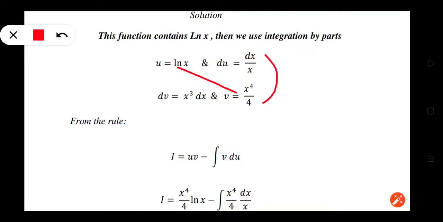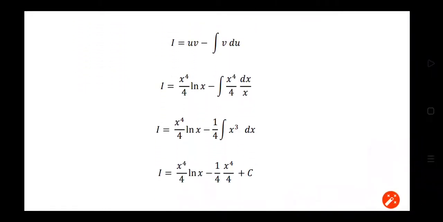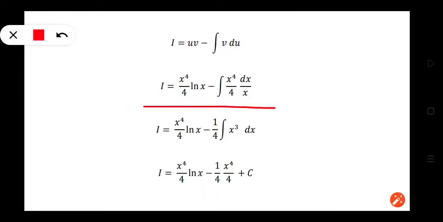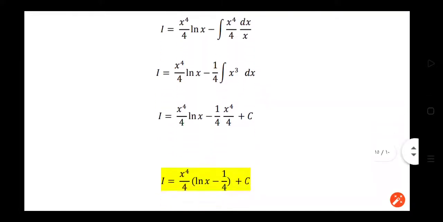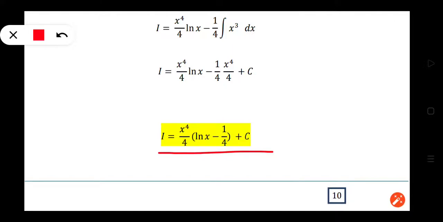Then equal minus 1 over 4 integration of x power 4 times dx over x. The result will be integration of x cube, which is x power 4 over 4, and taking common factor x power 4 over 4, the result will be x power 4 over 4 times ln x minus 1 over 4 plus constant.